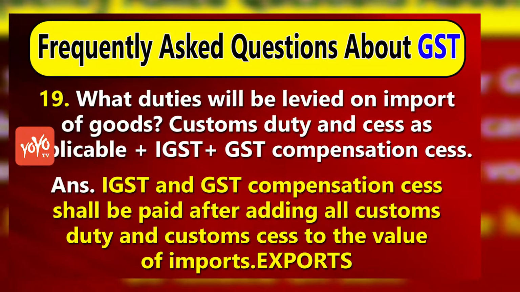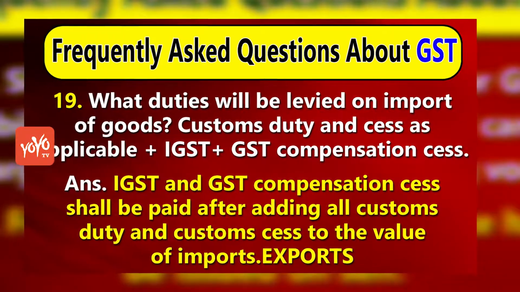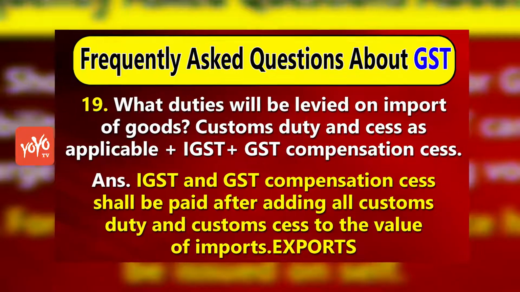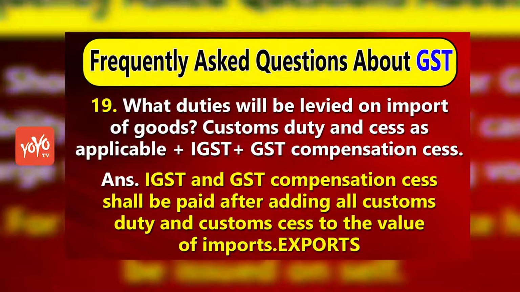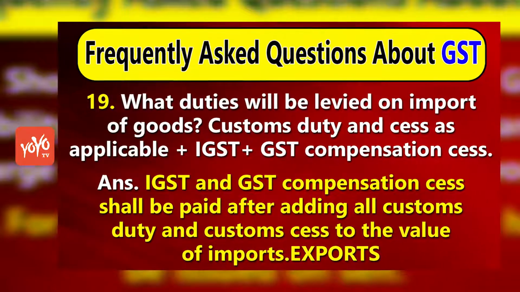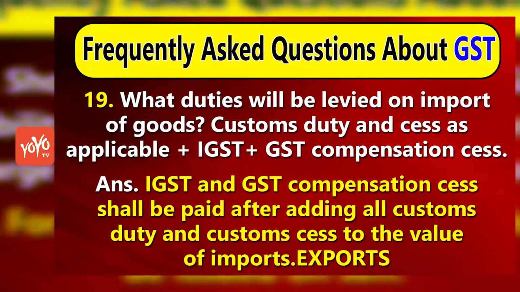Question. What duties will be levied on import of goods? Customs duty and cess as applicable plus IGST plus GST Compensation Cess? Answer. IGST and GST Compensation Cess shall be paid after adding all customs duty and customs cess to the value of imports.